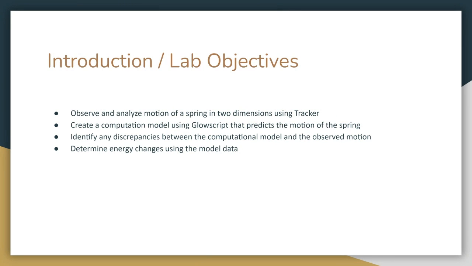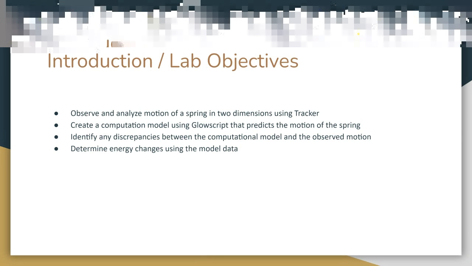So to introduce you to the lab's objectives, we're supposed to observe and analyze motion of a spring in 2 dimensions using Tracker. We're going to create a computational model using Glowscript that predicts the motion of the spring, and then we're going to identify using the model data.